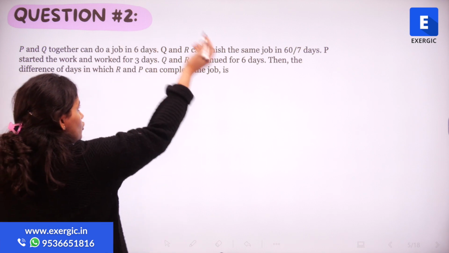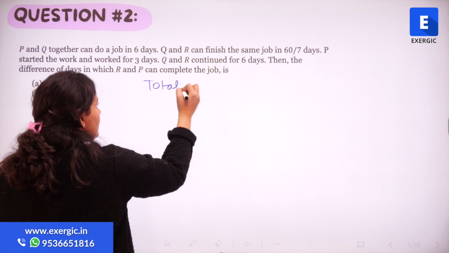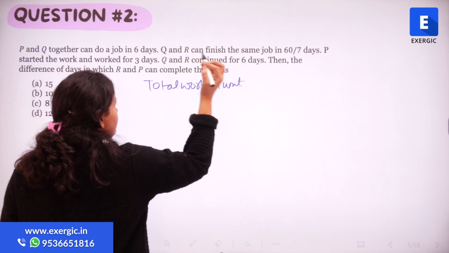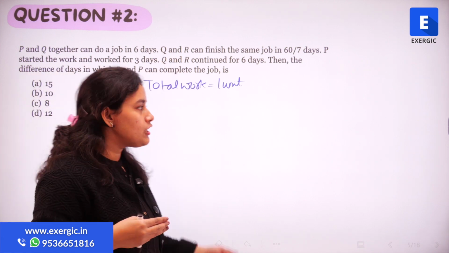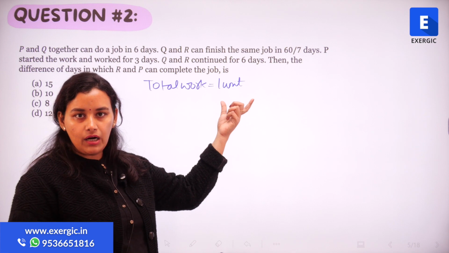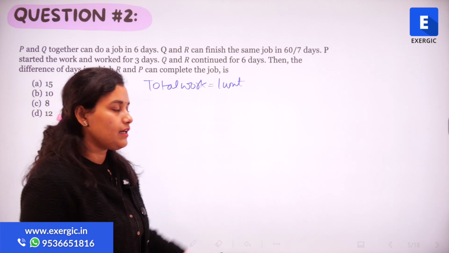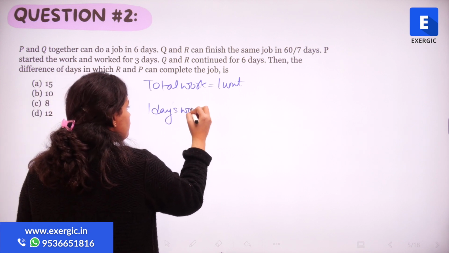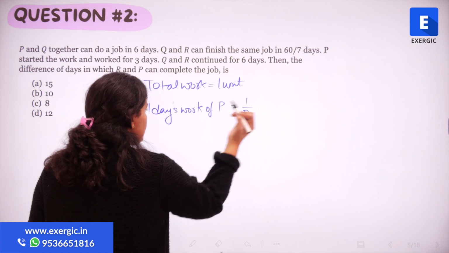So we assume the total work to be done as, let's say, 1 unit, and then if I assume that P takes P number of days to complete this entire work, right? So in P days, 1 unit of work is being done. So 1 day's work of P is going to be how much? It is going to be 1 upon P.